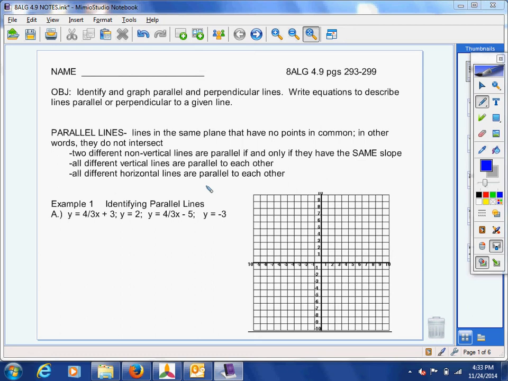We're going to get into section 4.9 today, and we're just going to focus on example 1, identifying parallel lines. That's our goal for today.